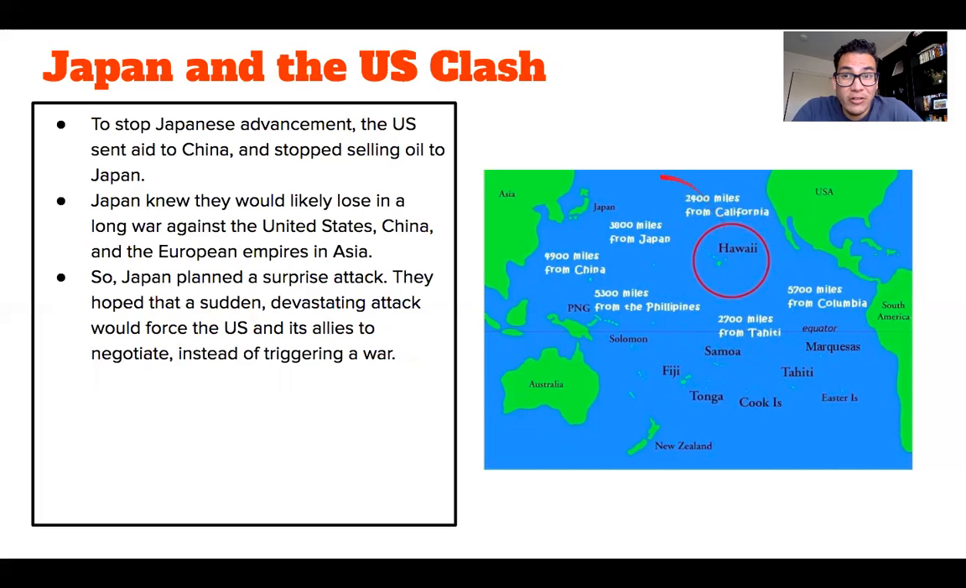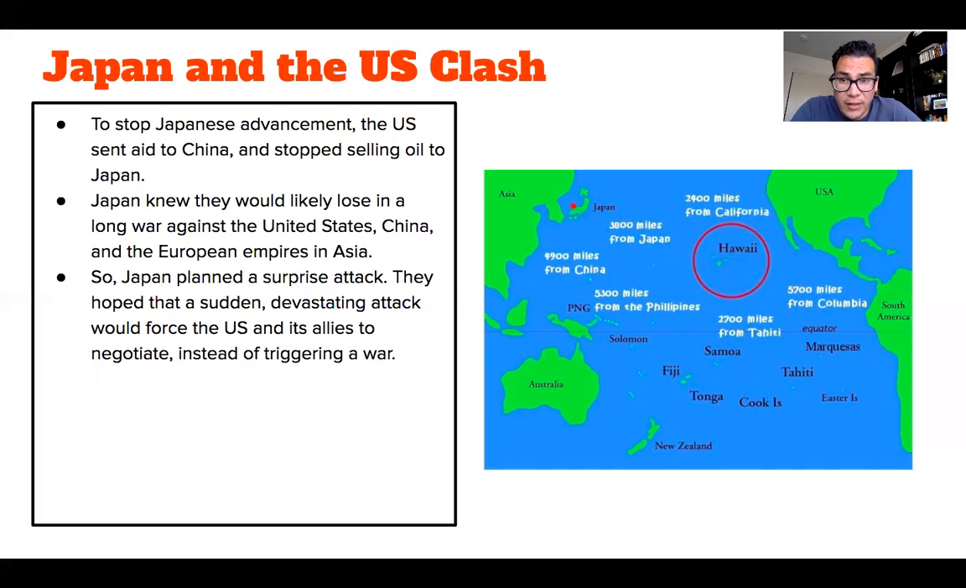Now, Japan's plan. Why are they so focused on Hawaii? Well, that's where the United States has its Pacific Fleet. That's where the United States Navy, based in the Pacific, had its biggest base. It's in San Diego now, but back then it was in Hawaii.